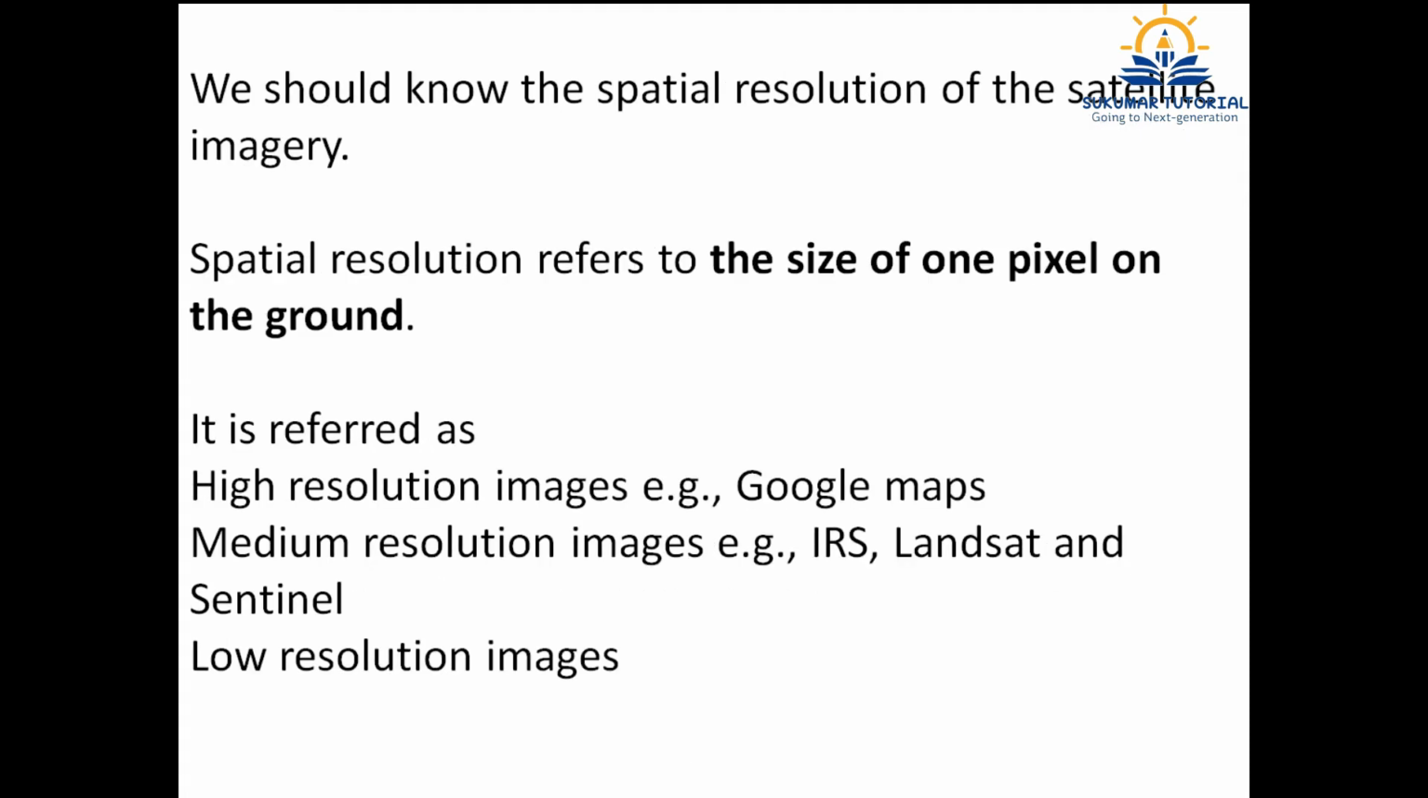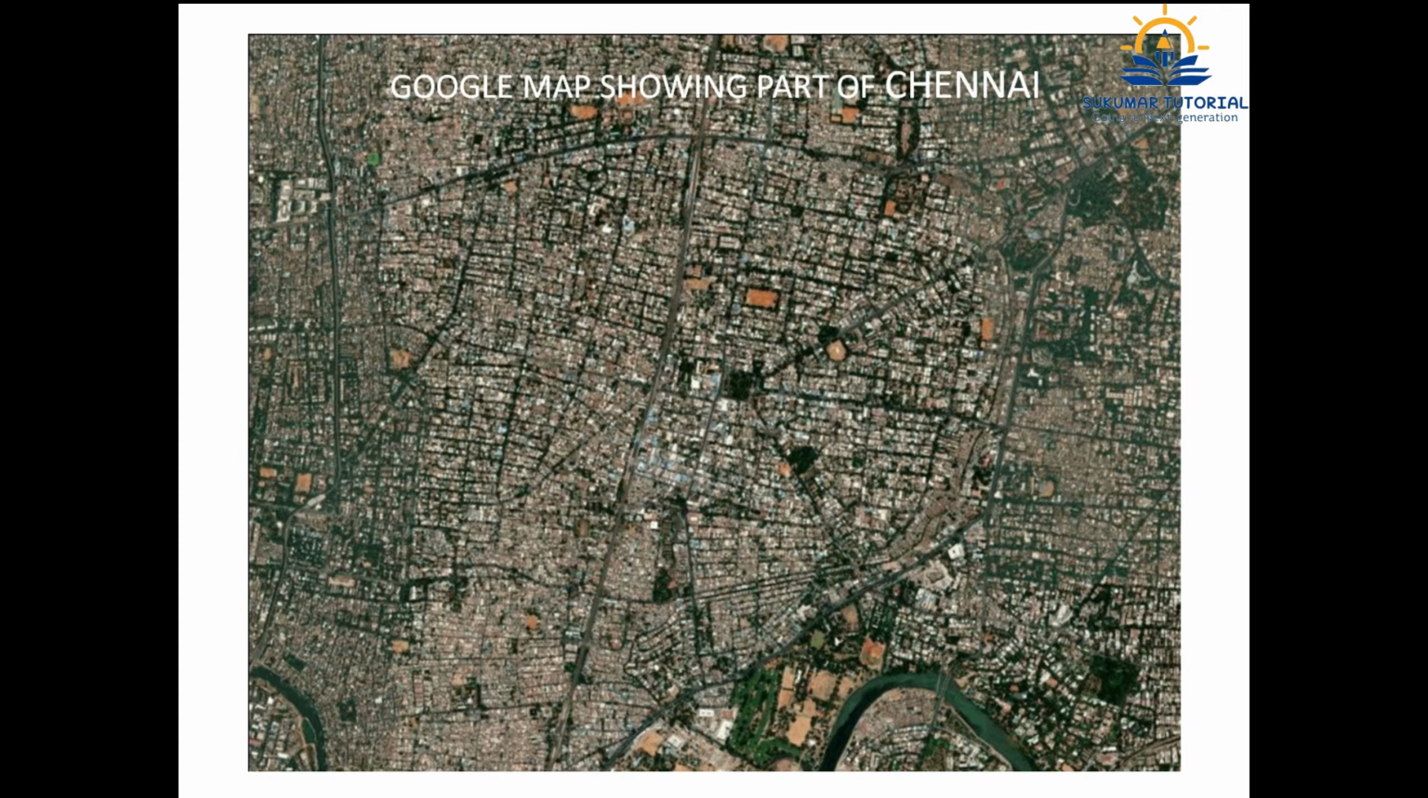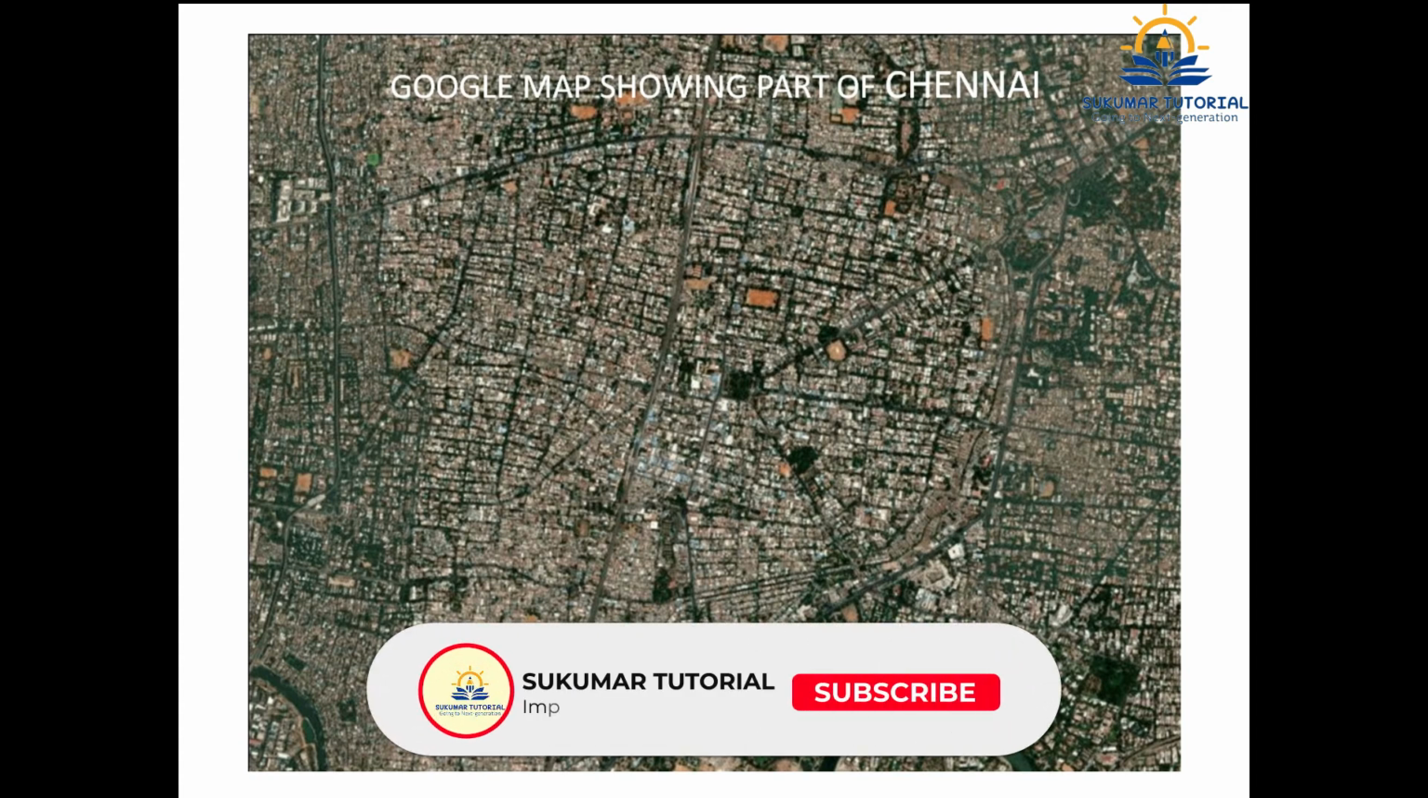We should know the spatial resolution of the satellite imagery. Spatial resolution refers to the size of one pixel on the ground. It is referred to as high resolution for images like Google Maps, medium resolution for images like IRS imagery, Landsat imagery and Sentinel imagery. Low resolution images are there for climatic data. This is one scene obtained from Google Map.